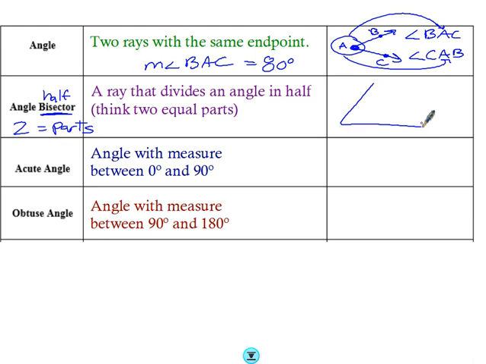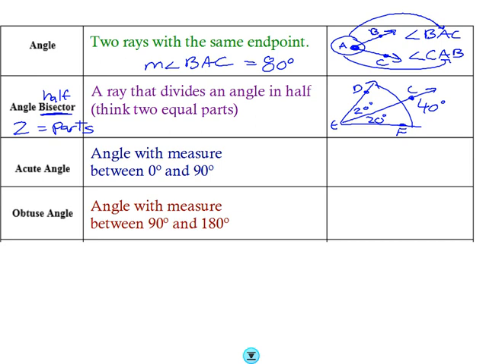So if I had an angle, let's say that it was angle DEF, and let's say that it was 40 degrees, and then I had an angle bisector, EC is an angle bisector. All that means is that I cut this angle in half, and now I have two little parts, DEC and CEF, that are 20 degrees each.